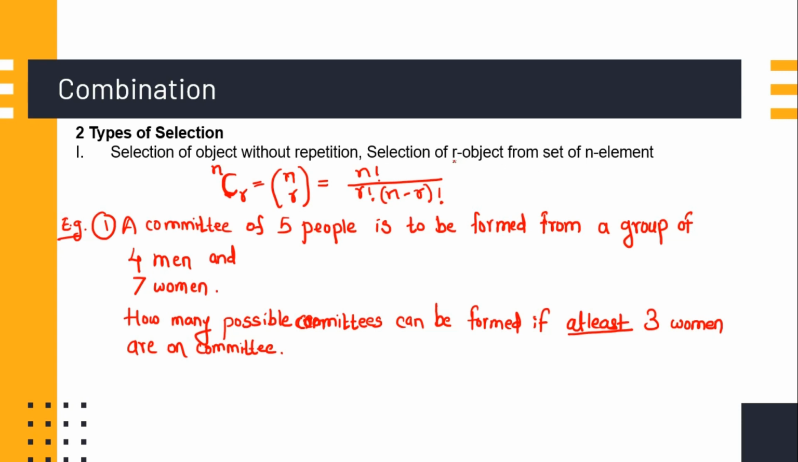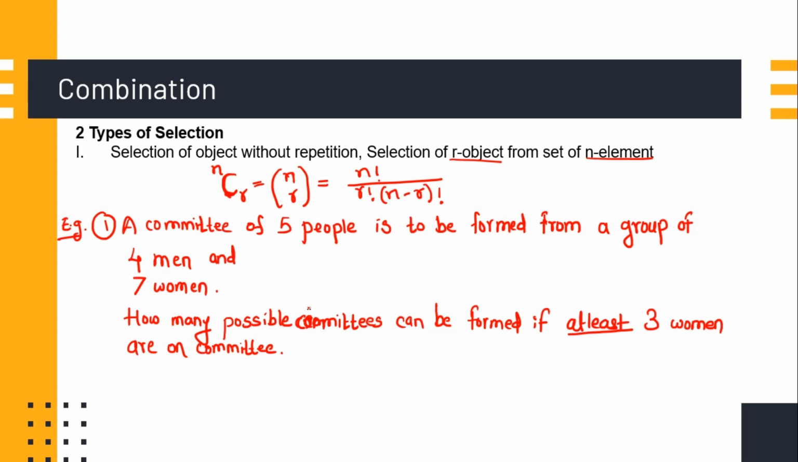For selection of R objects from an n element set, the total number of ways is nCR, also represented as nCr, which is equal to n factorial divided by R factorial times (n minus R) factorial. Let's take one example. A committee of 5 people is to be formed from a group of 4 men and 7 women. How many possible committees can be formed if at least 3 women are on the committee?